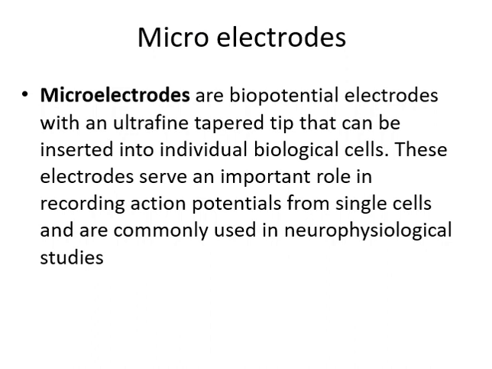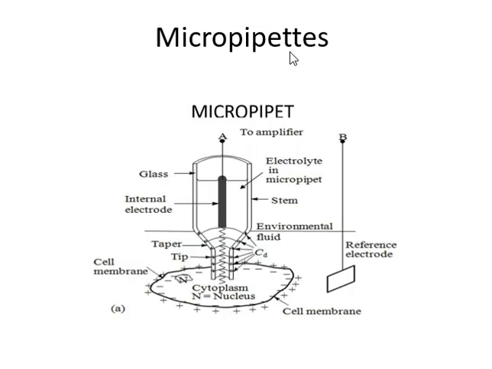And the next one is micropipettes. This is the diagram of a micropipette. This part is called the electrolyte in the micropipette. This portion is called the stem, this portion is called the environmental fluid, this portion is called the cytoplasm, and this is the cell membrane. This part is called the tip, and this is the internal electrode. This portion is called the glass, and this portion is the reference electrode.